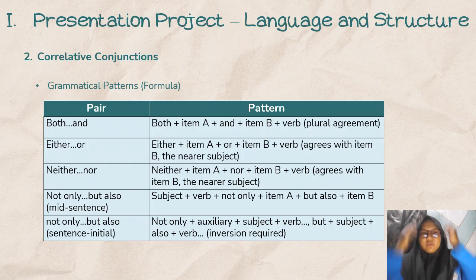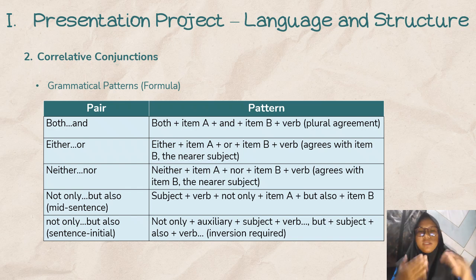For the grammatical patterns or formulas, for the pair "both...and", the pattern is both plus item A and plus item B plus verb, with plural agreement. "Either...or" is either plus item A plus or plus item B plus a verb that agrees with item B. "Neither...nor" is neither plus item A plus nor plus item B plus a verb that agrees with item B, not the neither subject.